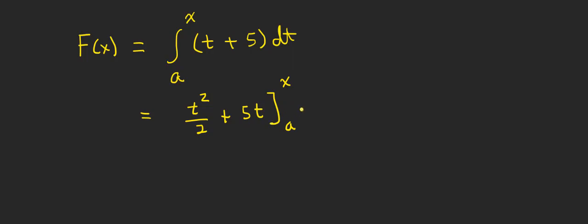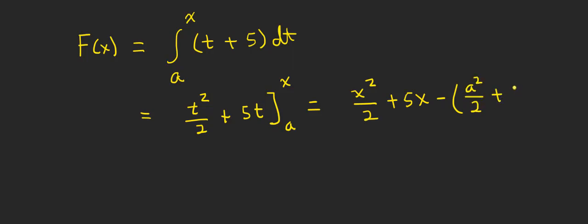So using the fundamental theorem of calculus, you get x squared over 2 plus 5x minus the quantity a squared over 2 plus 5a. Now remember, this whole thing is a constant because a is a constant. So now let's say you want to take the derivative of f. What is the derivative of that? You get x plus 5, and the derivative of this whole thing is 0. So you just get x plus 5.